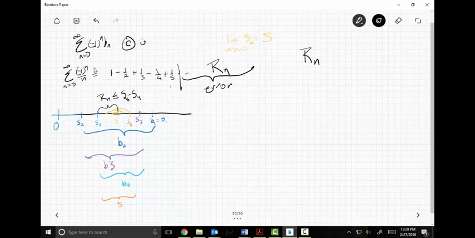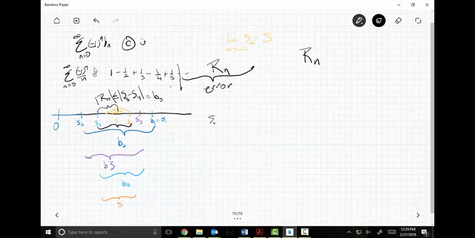Now let me elaborate. Let's do the absolute value of that. We'll do the absolute value of all of these because it can get confusing otherwise. S sub 5 minus S sub 4 is that distance, true? But S sub 5 minus S sub 4 is equal to b sub 5, isn't it?